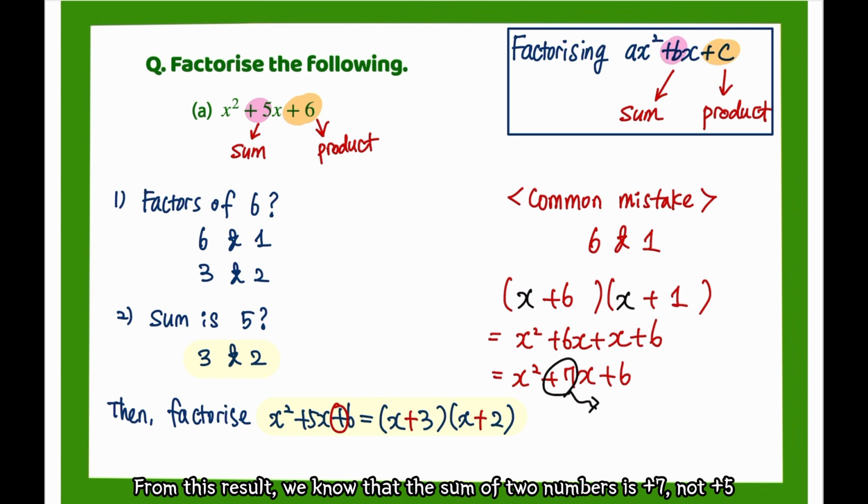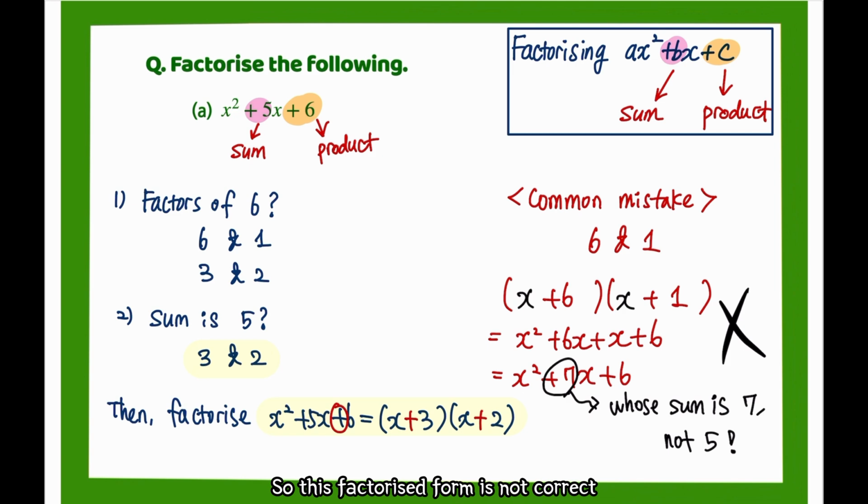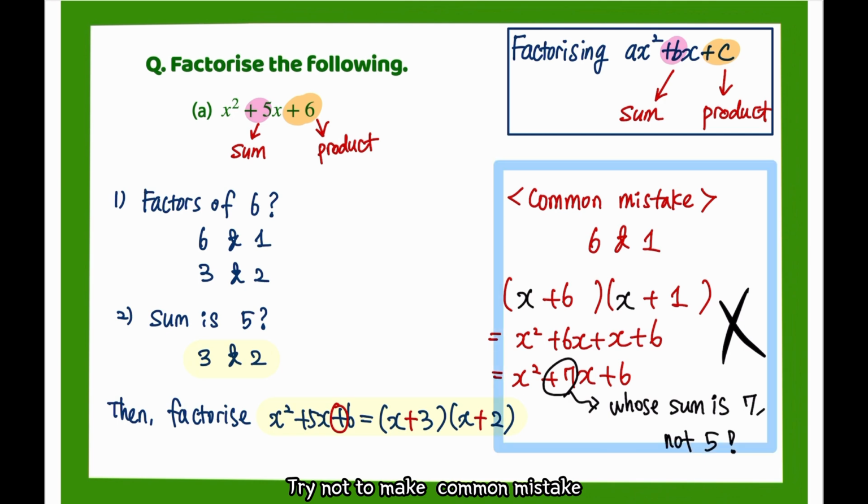From this result, we know that the sum of the two numbers is plus 7, not 5. That's why we must check both the product and the sum. So this factorized form is not correct. Try not to make this common mistake.